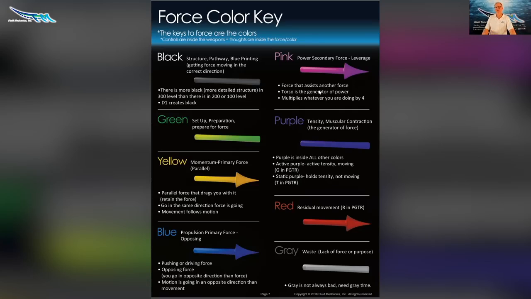A lot of times, if you are supposed to be connected and engaged and you're using gray time during that time, you could lose the opportunity to generate force because you weren't aware of what you were supposed to be doing, or didn't do it for some reason.